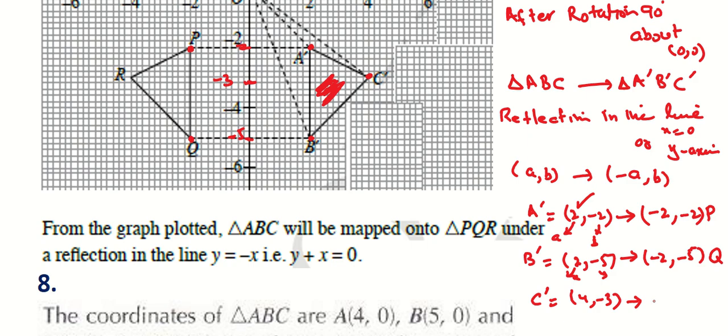So the last one is C dash, in which the value of a is 4 and the value of b is minus 3. Reversing the sign of the value of a, it is minus 4 after reflection, and the value of b will remain as it is, minus 3. This is R: (minus 4, minus 3). Now joining all these points, PQR, on your graph paper, this is the final answer of PQR.